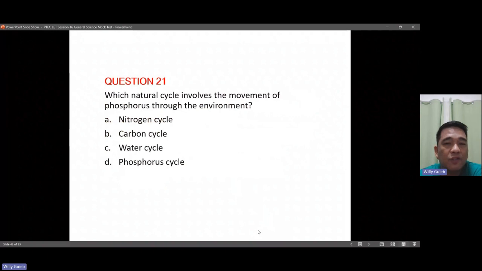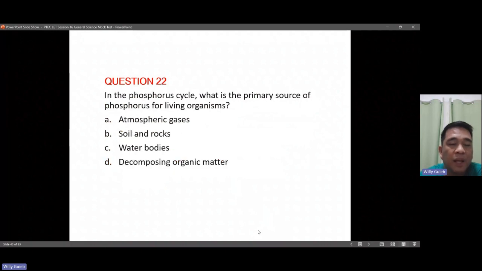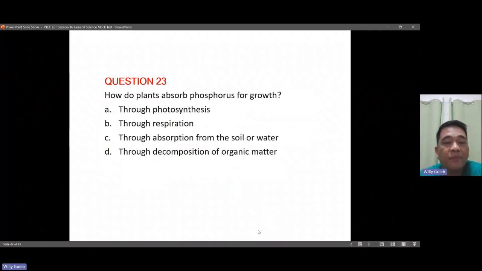21, which natural cycle involves the movement of phosphorus through the environment? Siyempre, from the term itself, movement of phosphorus, it refers to the phosphorus cycle. In the phosphorus cycle, what is the primary source of phosphorus for living organisms? Saan ba nanggagaling ang phosphorus na meron tayo in our environment as of the moment? Atmospheric gases, soil and rocks, water bodies, decomposing organic matter. Phosphorus primarily came from soil and rocks. Okay? So yan ang pinaka-primary source natin. And nangyayari yan or na-release yan in many different ways, kagaya ng weathering.